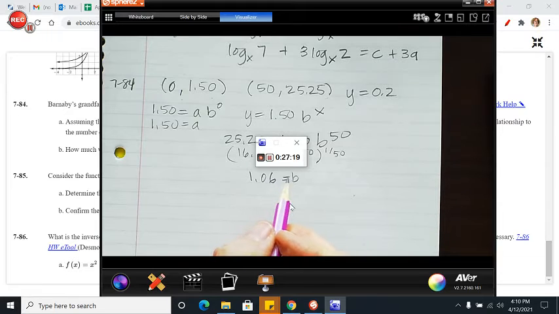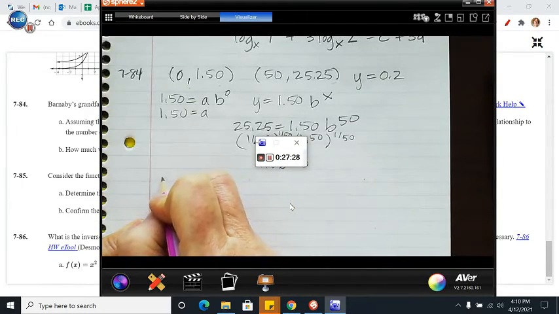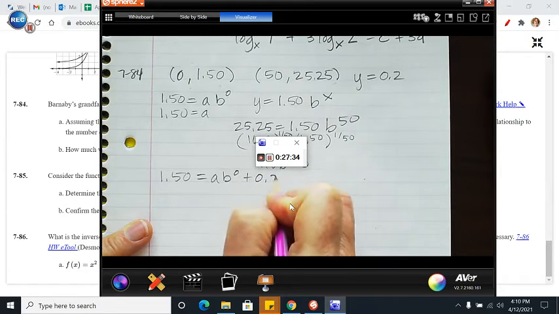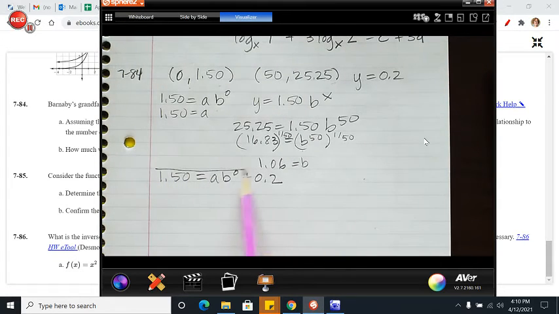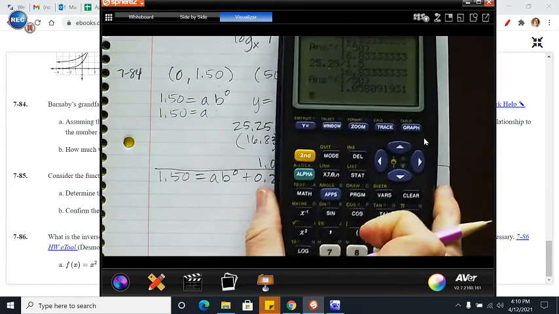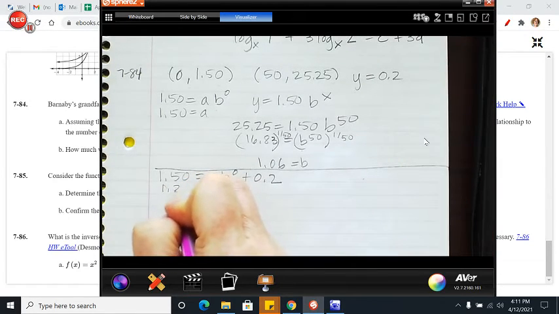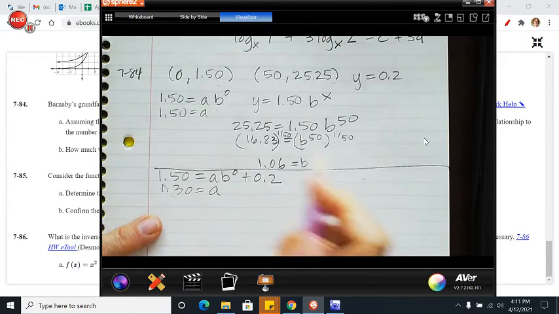Okay. Oh, I forgot the whole asymptote thing again. Darn it. Back up. So used to doing it that way. Okay, so then that's going to be 1.50 equals A, B to the 0 plus 0.2. I forgot the asymptote again. So that's going to give me a different answer. 1.50 minus 0.2 is 1.3 equals A, B to the 0. Okay, so A is 1.3.